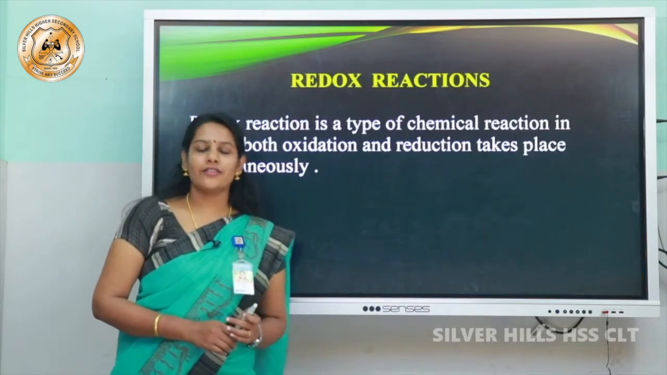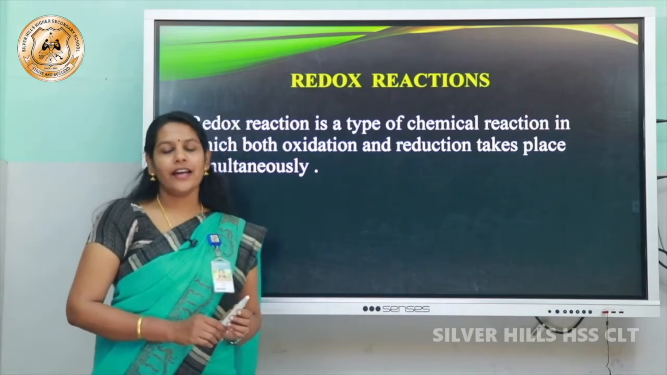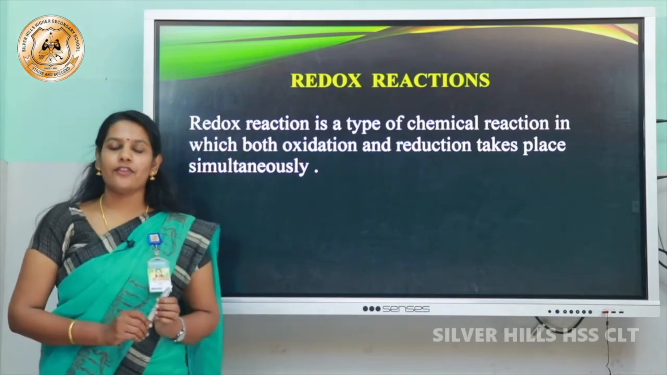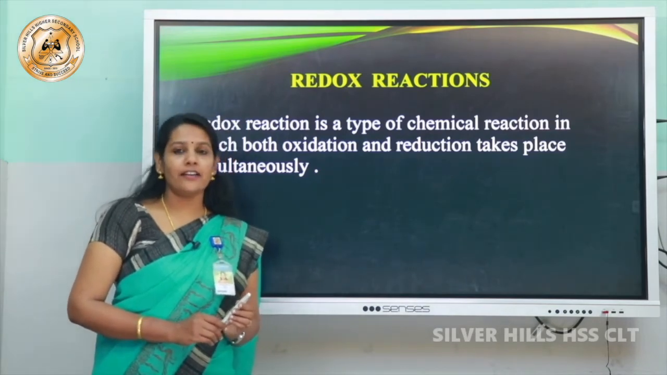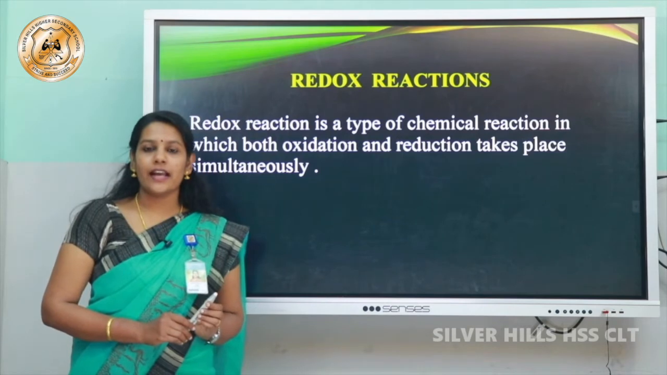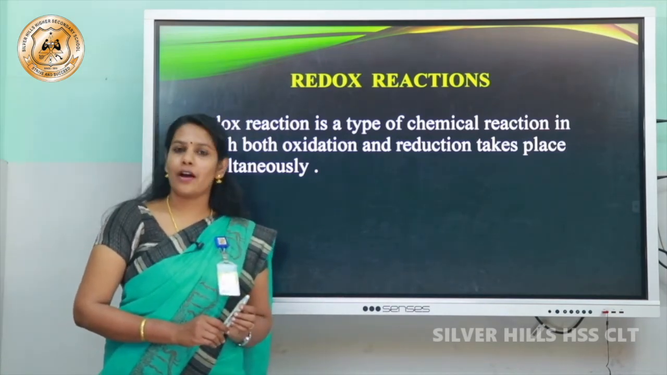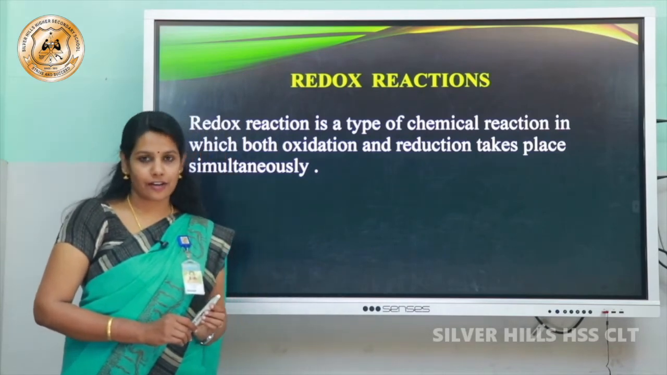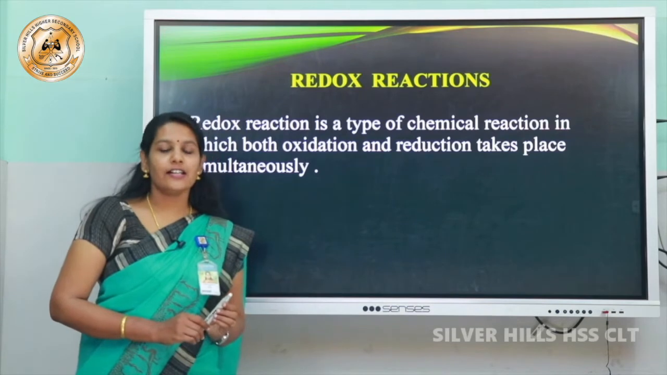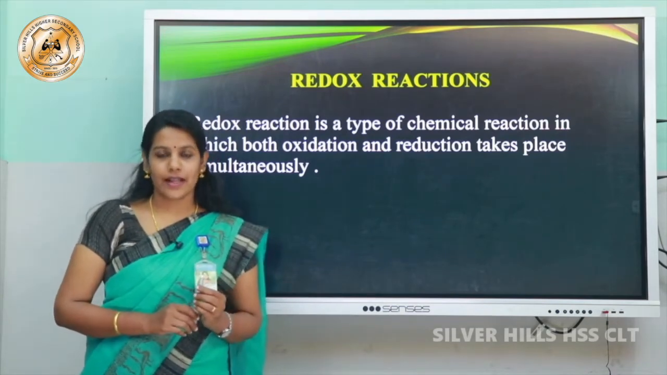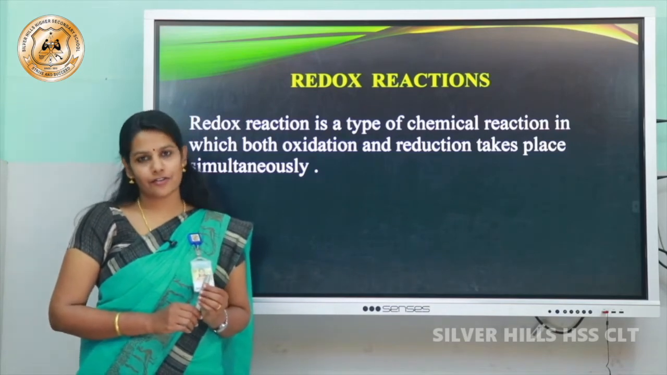So, what is a redox reaction? A redox reaction is a chemical reaction in which both oxidation and reduction take place simultaneously. We have already studied that oxidation is a process in which an atom loses electrons, and reduction is a process in which an atom gains electrons. So, in a redox reaction, oxidation and reduction take place at the same time. That is, when one atom loses electrons, the other one gains electrons.